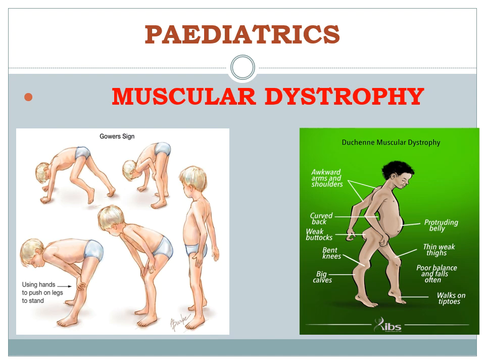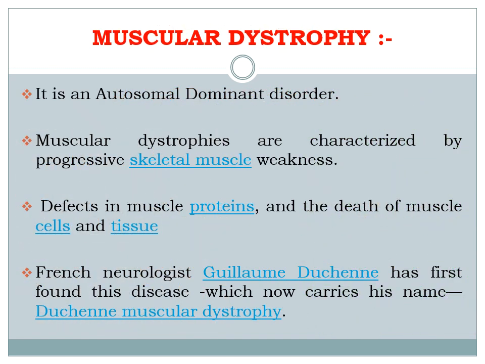Good morning all. We are going to discuss muscular dystrophy. Let us see the definition of muscular dystrophy. It is an autosomal dominant disorder. Muscular dystrophies are characterized by progressive skeletal muscle weakness. This weakness of the skeletal muscle, defect in the muscle proteins, and the death of the muscle cells and tissue. It mainly affects the muscle cells, its proteins, cells, and the tissue.